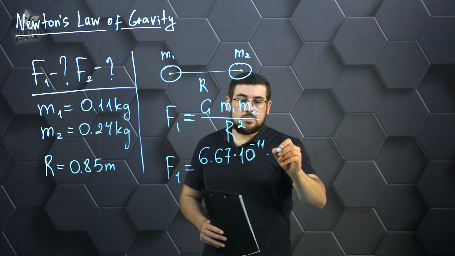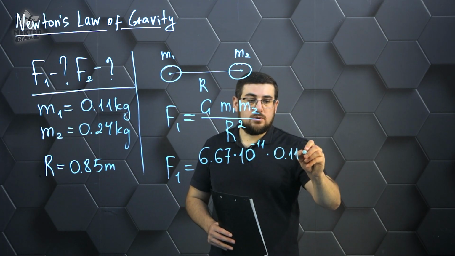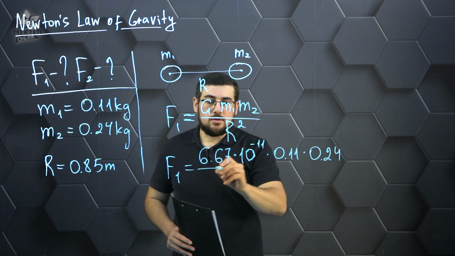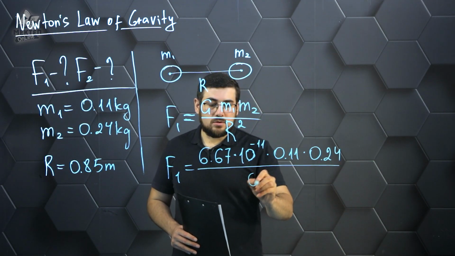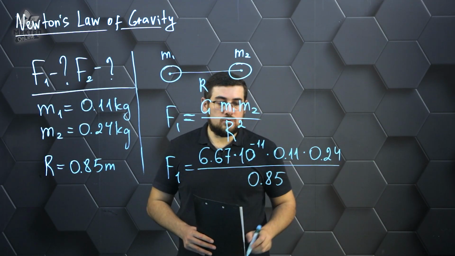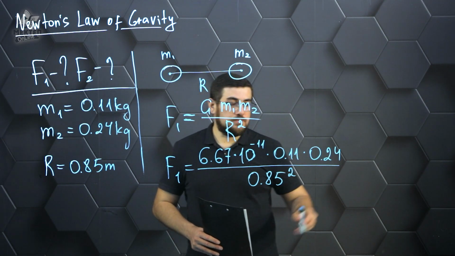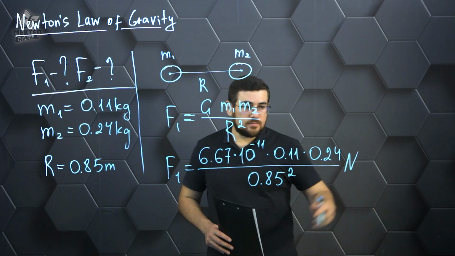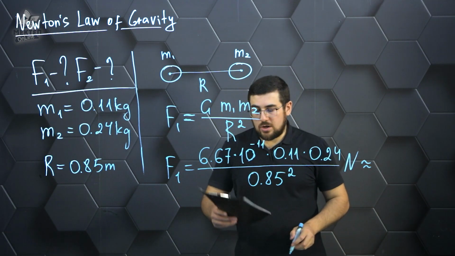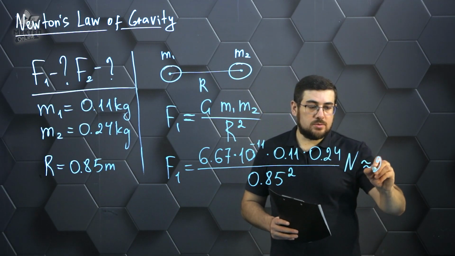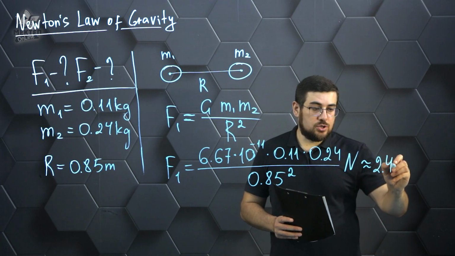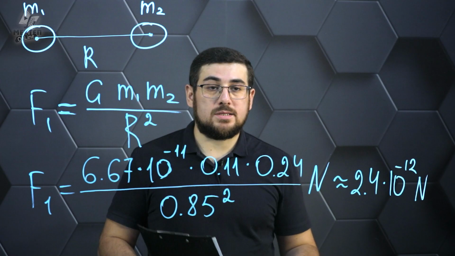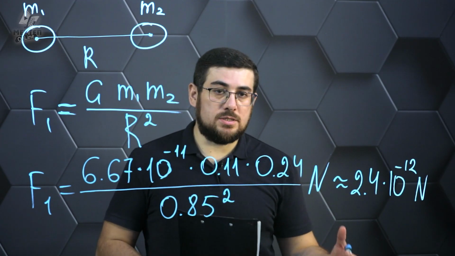Next, the mass of the first body, 0.11 kilograms. The mass of the second body is 0.24 kilograms. And we divide that by the square of the distance between the bodies, 0.85 squared. And in this case, the dimension will be the force in newtons. Once we've done the calculation, we get a force value of about 2.4 times 10 to the minus 12th power of a newton. So this is the value of the force with which an apple is attracted to an orange.